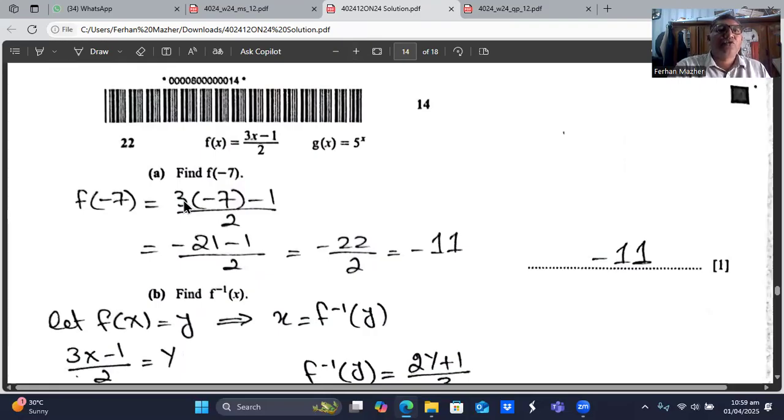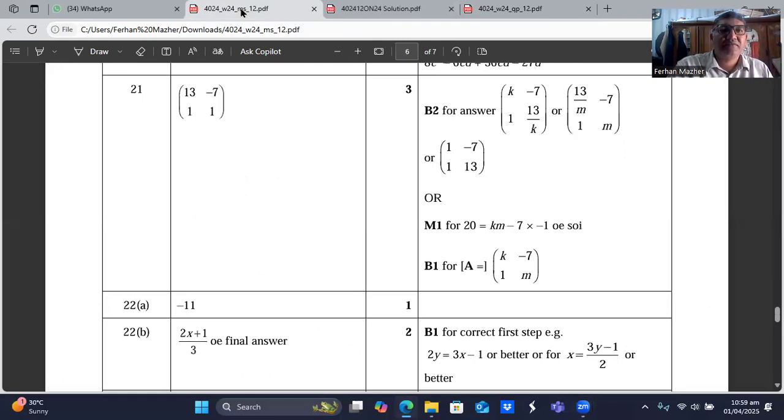Okay. So 3 into minus 7 minus 1, the whole thing divided by 2. So it's minus 21 minus 1 by 2. So minus 22 by 2, that's minus 11. Minus 11.